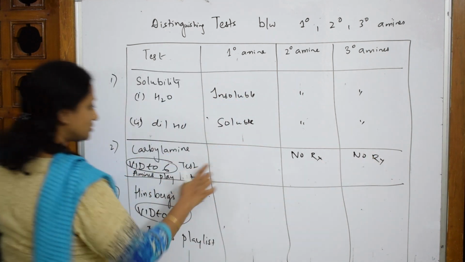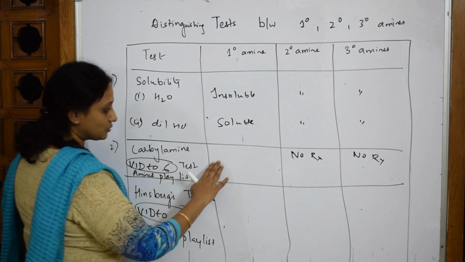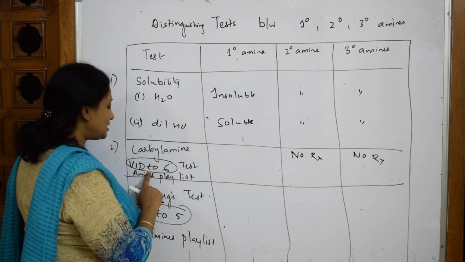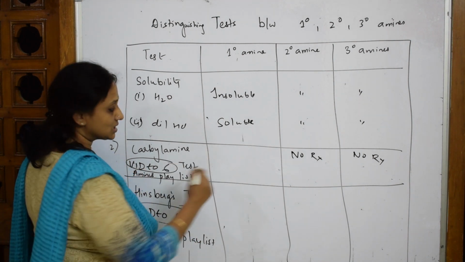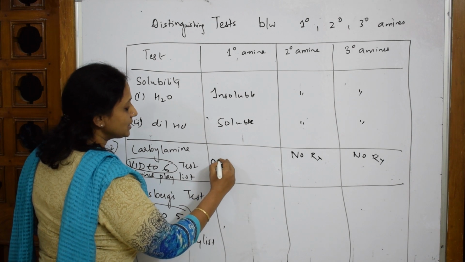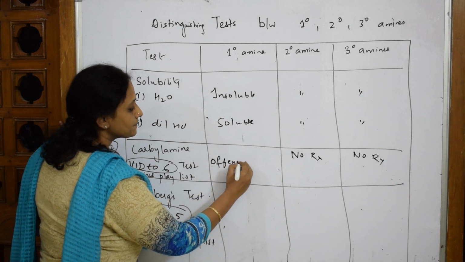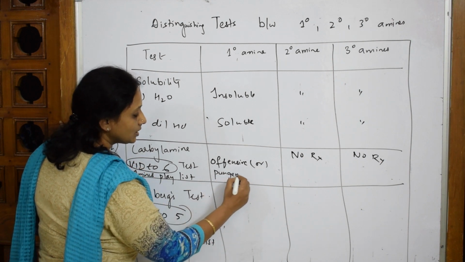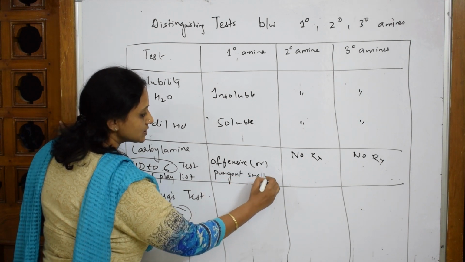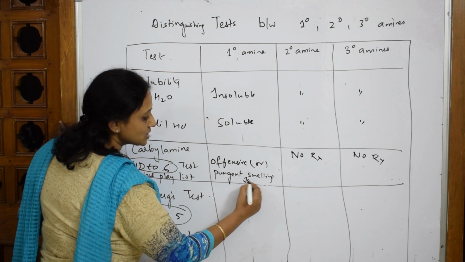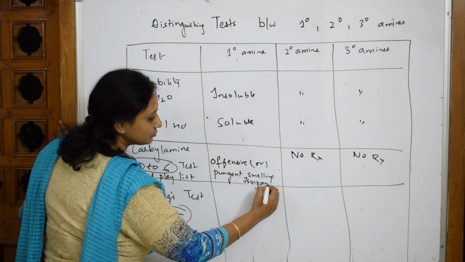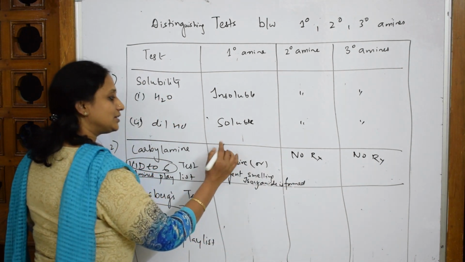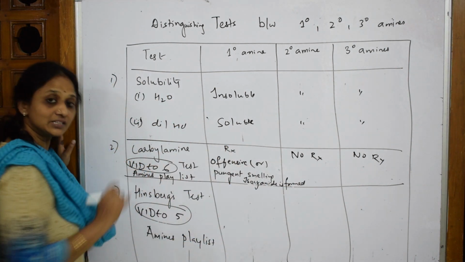So you can watch for this reaction in this video, but here what should you write? I'm writing the test only, but in the exam you need to write the reaction as well as the test. So what do you say? Offensive or pungent smelling isocyanide is formed. This is what you have to write. Write the reaction, please. The reaction, we'll get it in this video.